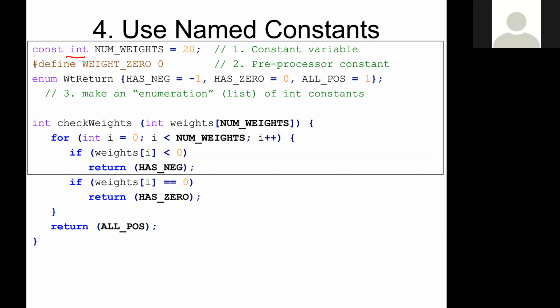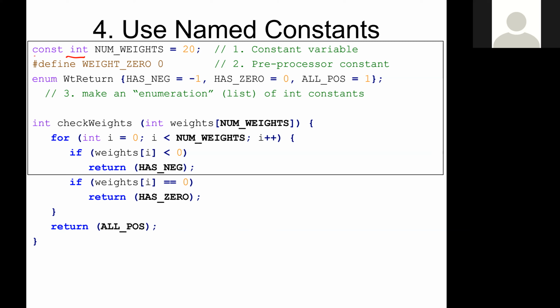So what does my function check weights look like now? Well, I got rid of my magic number for the arrays, and my return types are now these enumerated constants. So from the point of view of the processor, I'm still returning -1, 0, and 1. It's all the same, right? Actually, you can return these integers. But when I'm reading the code, I see much nicer names.